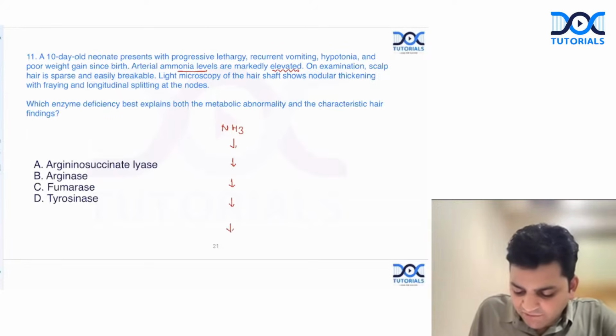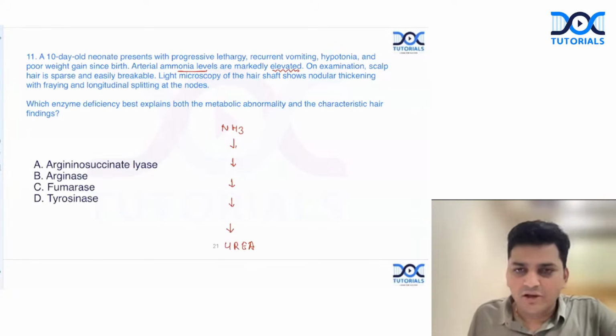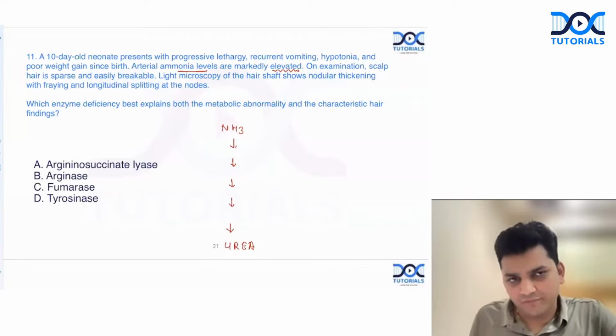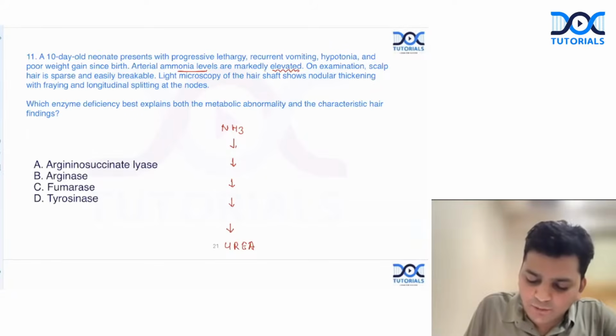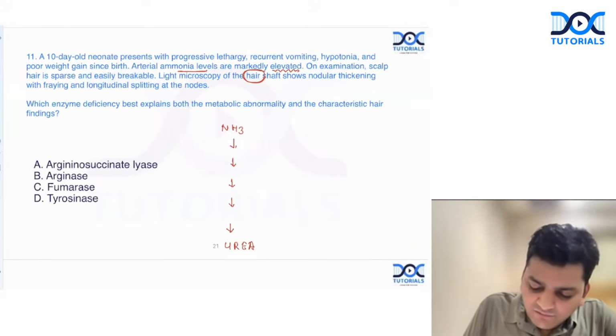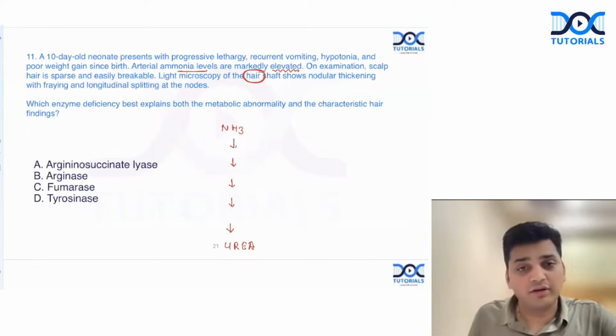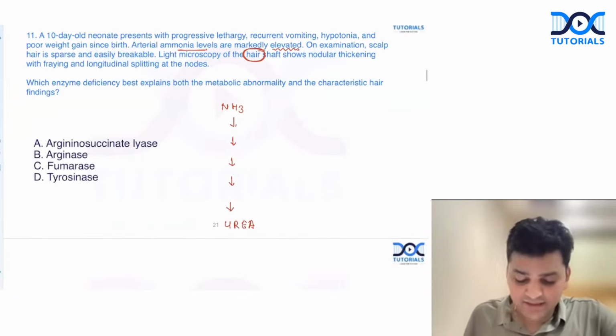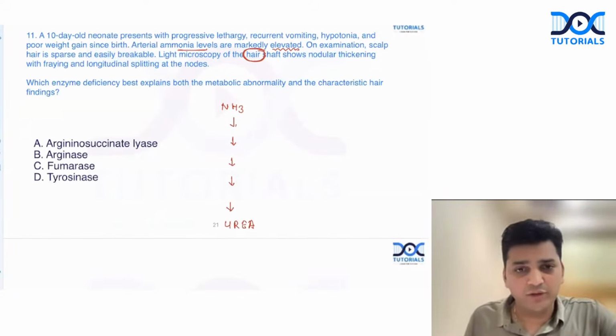We know that there are 5 enzymes in the urea cycle, right? Now I have to find my keyword. And what was the keyword that was mentioned here was there is some problem with the hairs. Which urea cycle disorder will have the problem with the hair? That was the buzzword for us. The name of the disease is going to be the argininosuccinic aciduria.